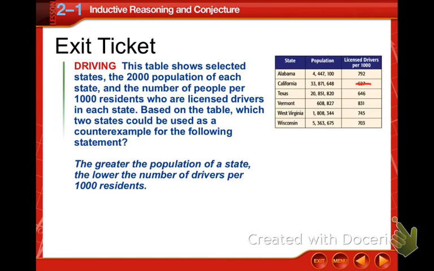The next, so these are out, we'll mark them out. Texas is the next lowest licensed drivers and has the next highest population, so that's out. Next lowest licensed drivers is Wisconsin at 703, and that is also the next highest population. So then we're at 745, but West Virginia here does not have the next highest population. Alabama does, so that's a problem. Alabama has the next lowest licensed drivers, but again, not the population. And if we look at Vermont here, they have the highest number of licensed drivers per 1,000 and the lowest population, so that makes sense with it. So West Virginia and Alabama are our counterexample: Alabama, West Virginia.